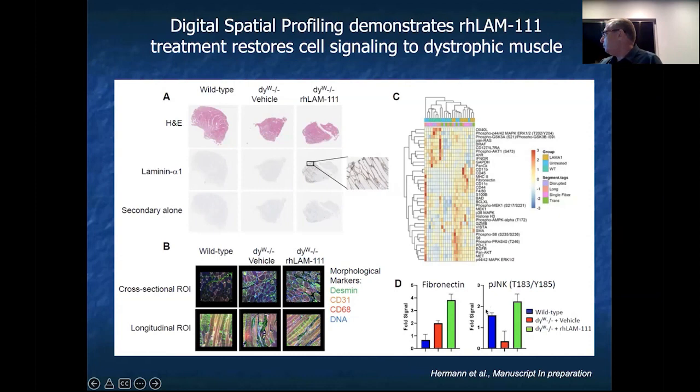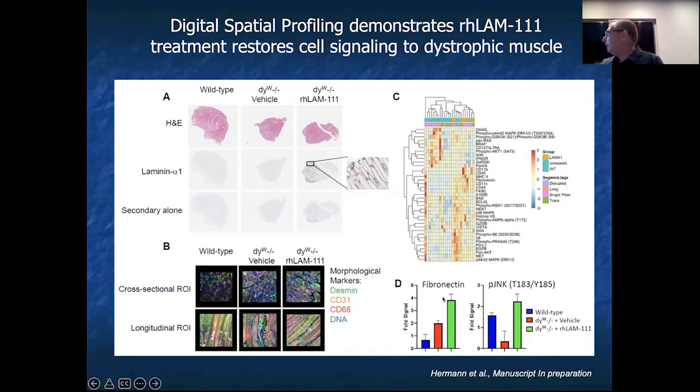So this is the normal unaffected mouse. This is the diseased mouse without any treatment. And this is the mouse with treatment. And you can see laminin restored it pretty much back. And this is called P-JNK, which is part of a pathway in muscle, restored it completely back to normal. And this is only with 48 hours of treatment. So very rapidly, we restore the muscle back to its homeostasis, its normal, much better state.